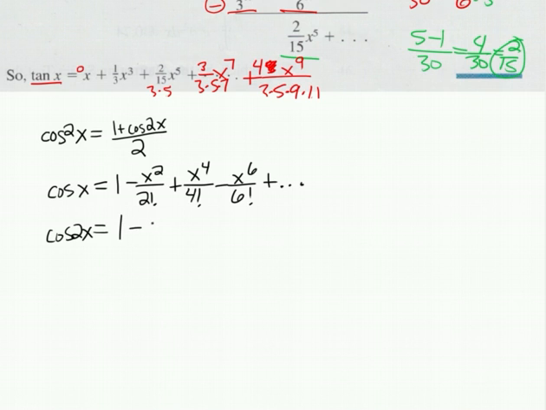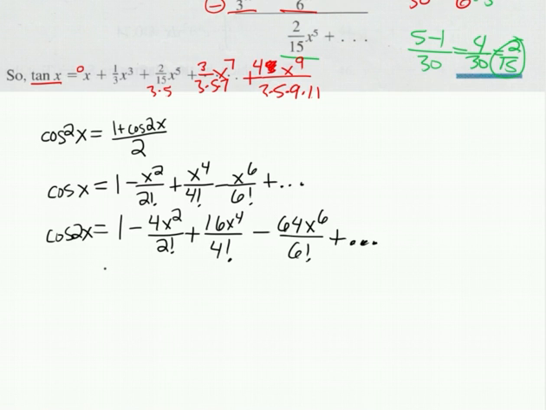So we're going to have 1 minus 2 quantity x squared, which is 4x squared. And then we have 2 quantity x to the 4th, which is 16x to the 4th, and this is supposed to be a plus. Then minus 2 to the 6th power, which is 64 x to the 6th, over 6 factorial, etc. So now that's cosine of double x.